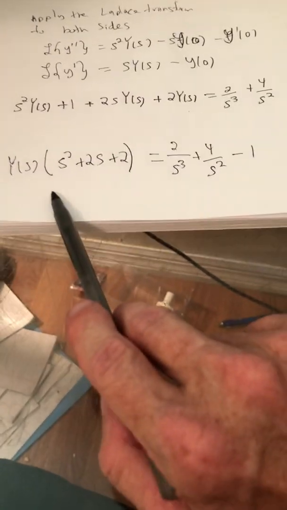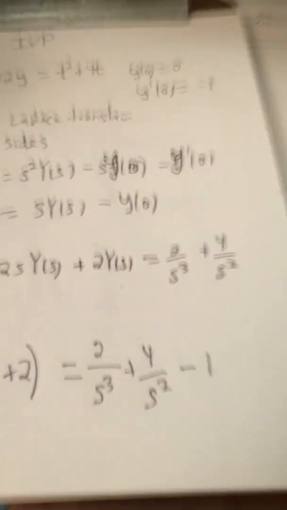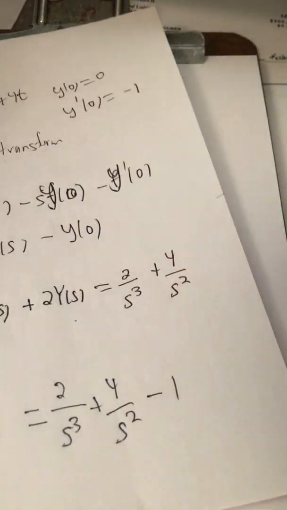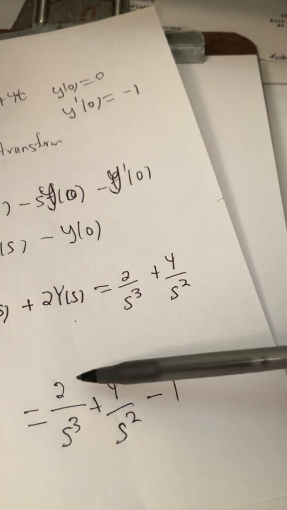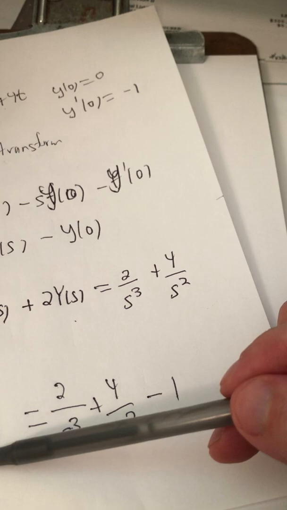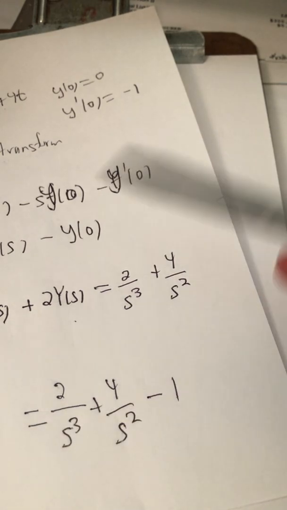So now I almost have isolated Y of s. That's going to be the next step. What we're going to do is combine all of these terms on the right side, combine these fractions, getting a common denominator. The common denominator is s cubed. And then we're going to divide both sides by s squared plus 2s plus 2.